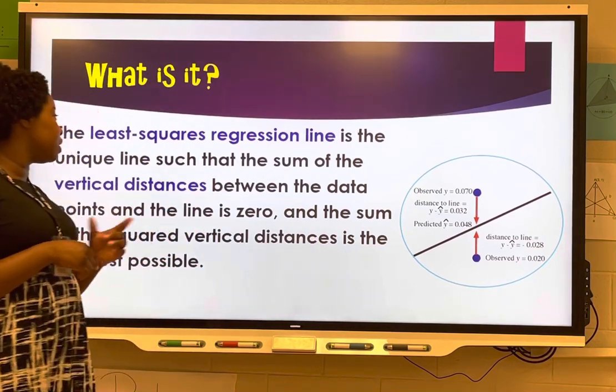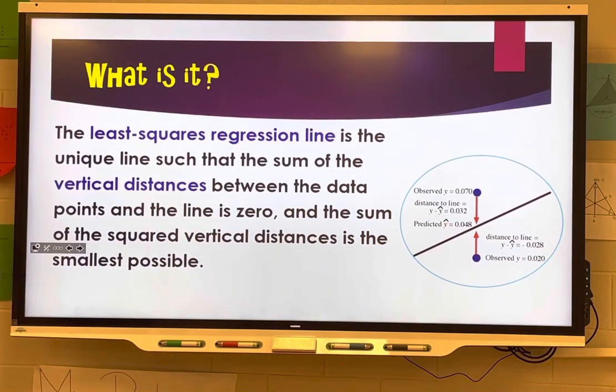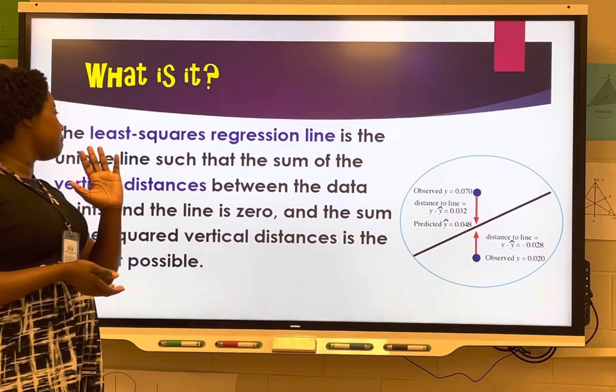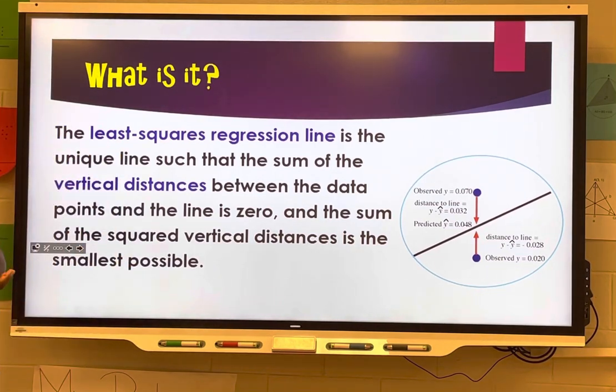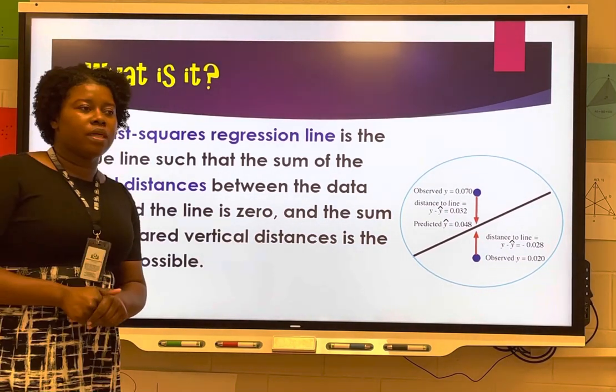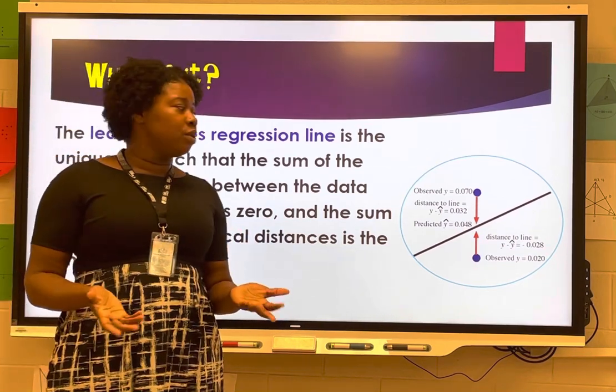Here I have a definition. That is a unique line such that the sum of the vertical distances between the data points and the line is 0. And you know that this is another name for your residual.